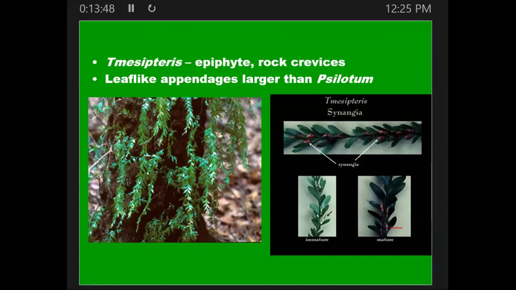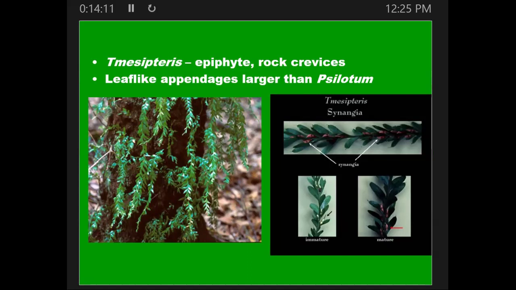These are not true leaves again, and they tend to hang out on tree trunks in tropical environments. So I think this picture was actually from New Zealand, where you can see it growing on a tree trunk, but very different than the whisk fern. But they belong in the same phylum, believe it or not.